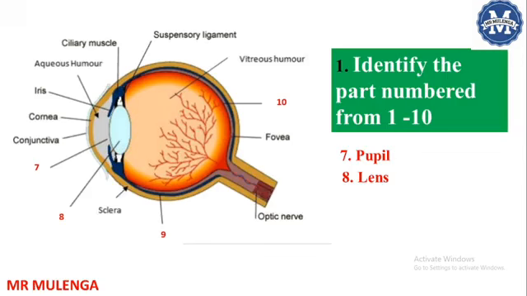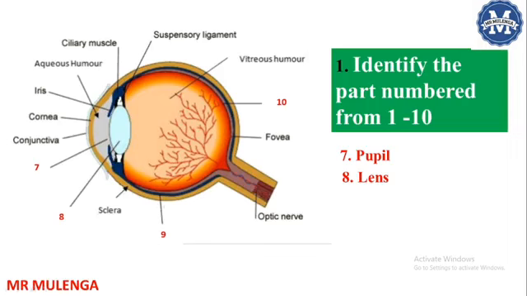This lens can change its shape in order to focus the light rays onto the retina, because those light rays have been reflected, the ones which the cornea will reflect here. So the lens is behind the pupil and it can change shape in order to focus the light rays onto the retina. We have identified the part labeled 8, which is the lens. We now move on to the part labeled 9.